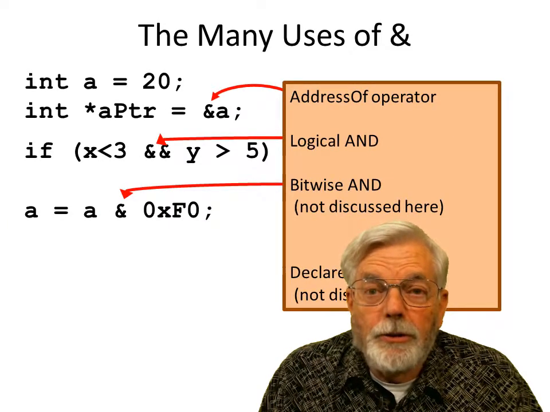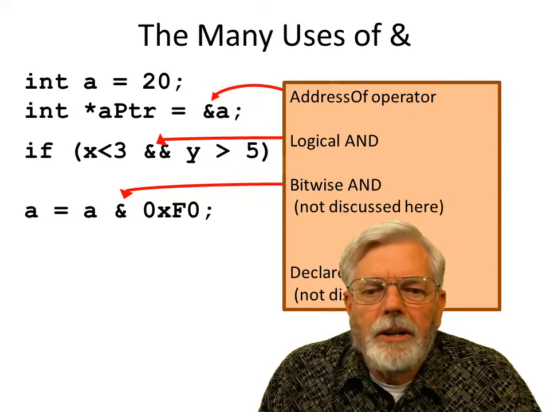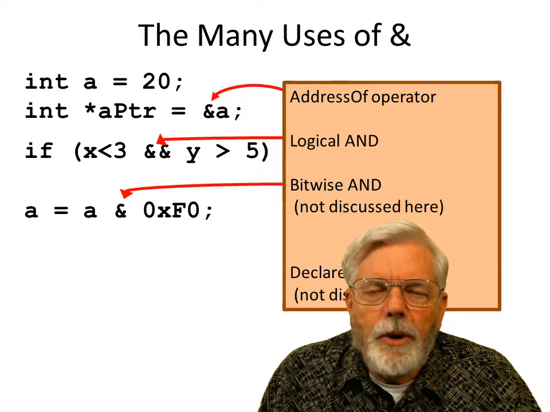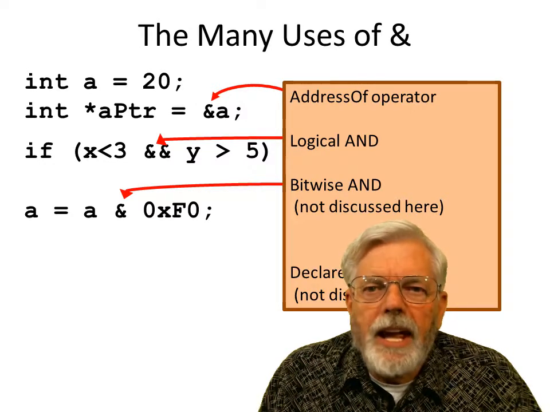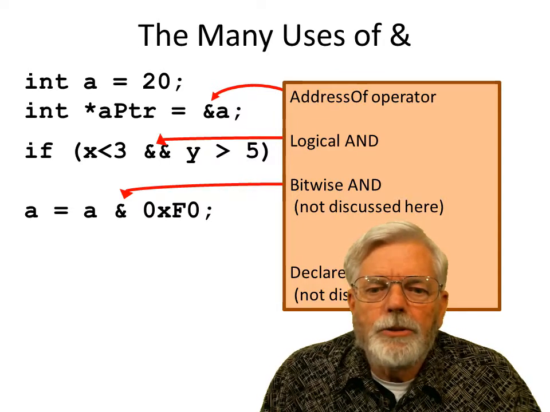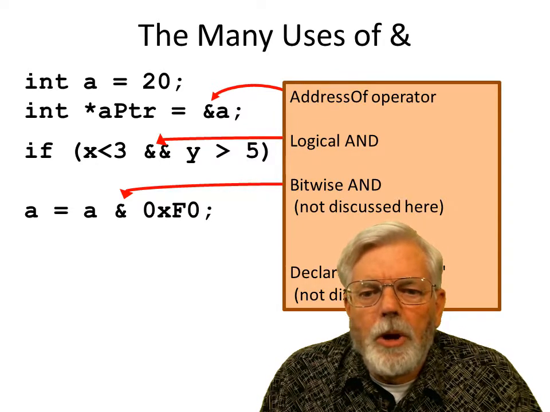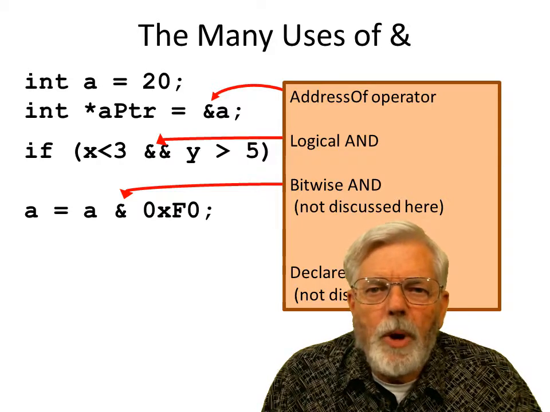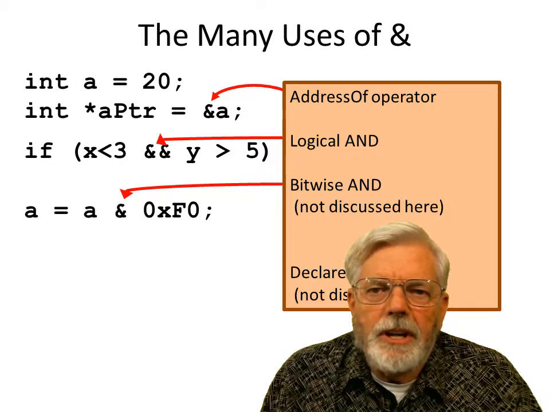There's also several different uses for the ampersand. The ampersand in front of a variable means the address of the variable. I can also use the ampersand to do a logical AND or a bitwise AND. A bitwise AND has not been covered yet.